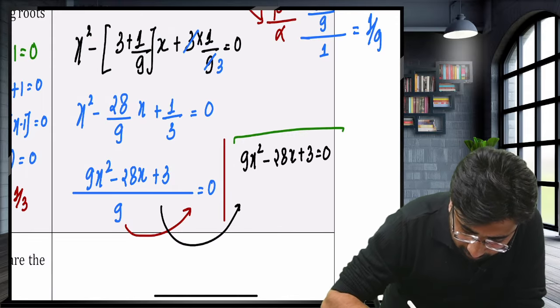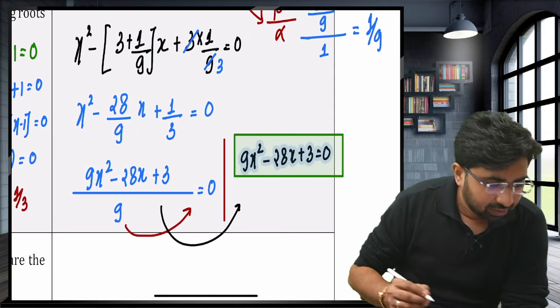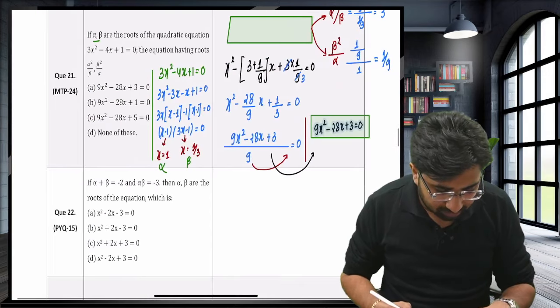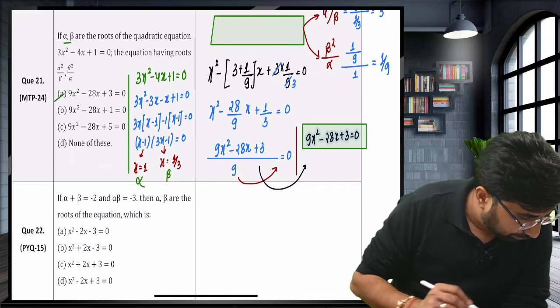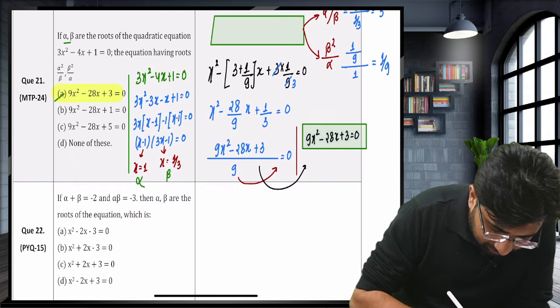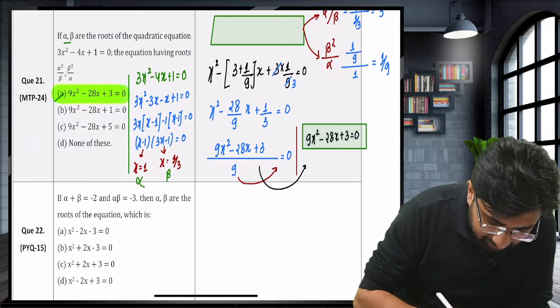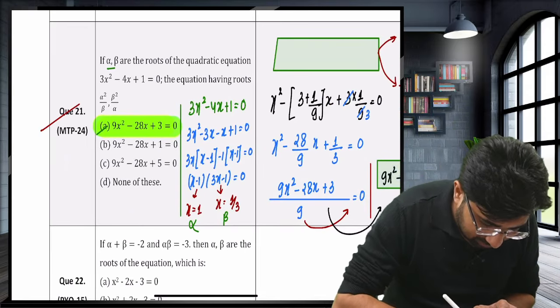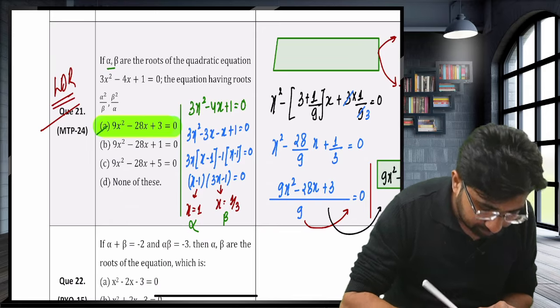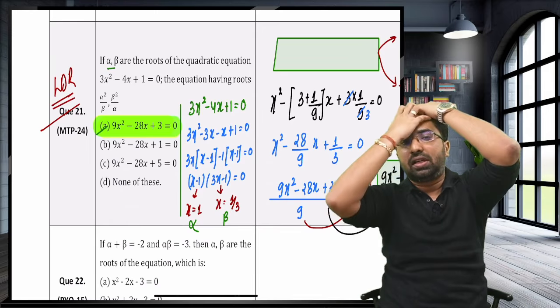Guys, this is one of the beautiful questions. Yes, they can manipulate you in the exam with this. 9x square minus 28x plus 3 is equal to 0. Everybody, option A will be the correct answer. I request all of you to mark this question as an LDR question.